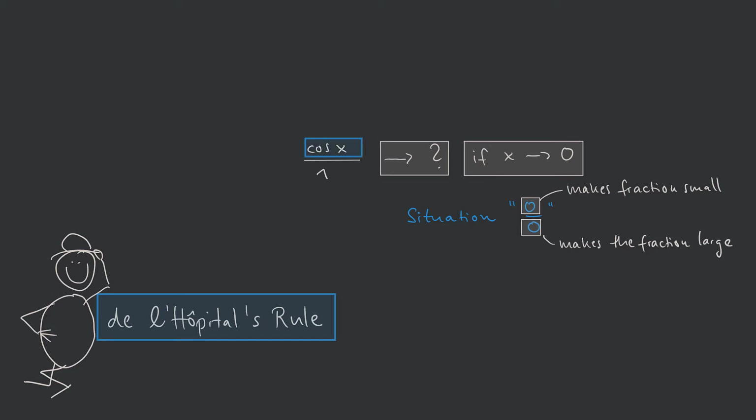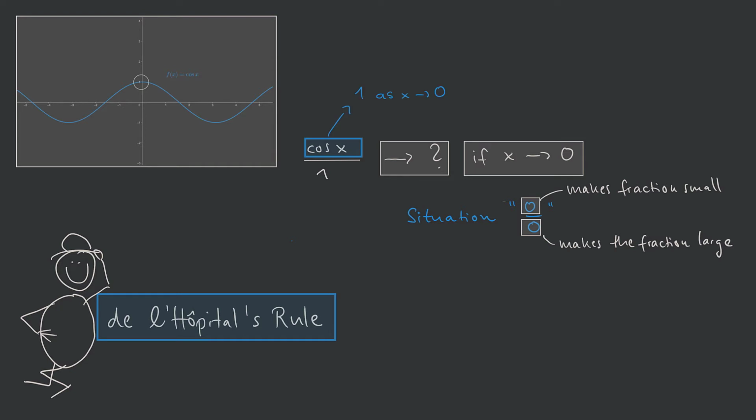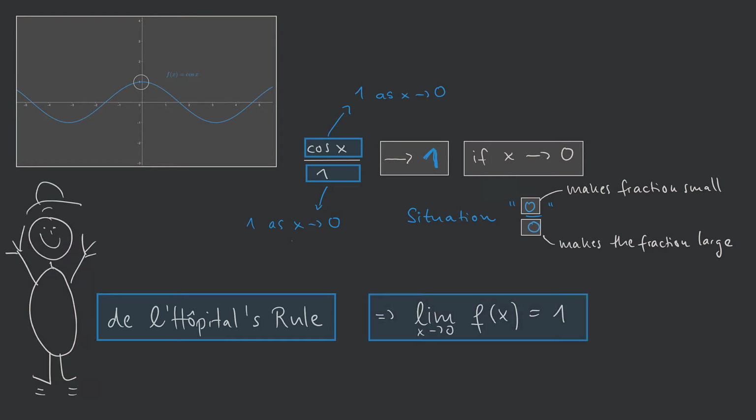So where does cosine of x tend to if x tends to 0? Well, looking at the cosine function, we find that the numerator goes to 1. And, of course, the denominator also tends to 1. So in this case, we have 1 over 1 and our standard procedure works out. This fraction tends to 1 as x tends to 0. Now l'Hôpital's rule says that this is also the limit where f tends to. So altogether, we have the limit as x goes to 0 of f of x equals 1.